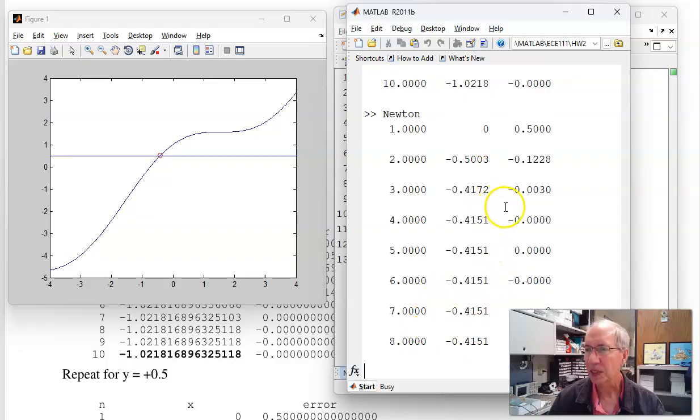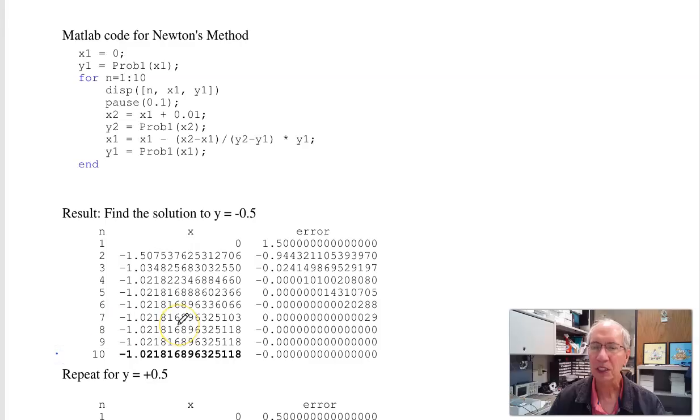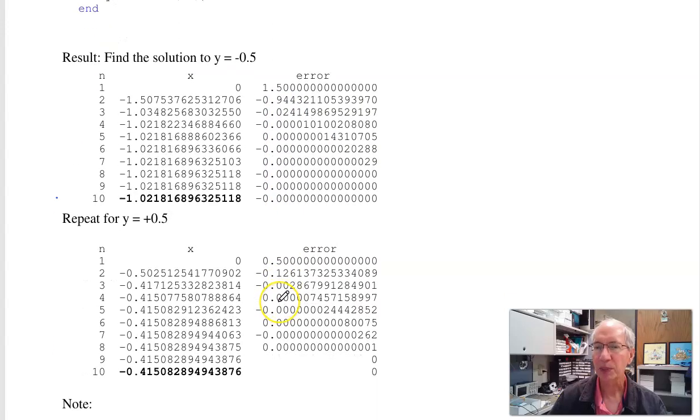Seventh guess. Basically, after 4 iterations, I nailed it. The answer is x is minus 0.4151. This is one of the beauties of Newton's method. Even if you can't solve by hand, I can find the answer using numerical methods. Part of what makes Matlab so powerful.